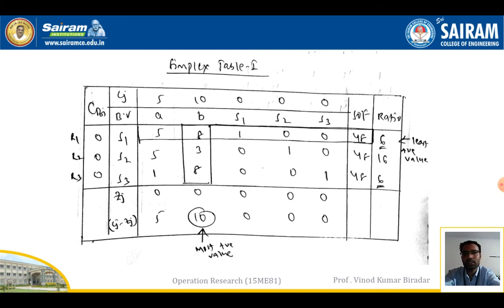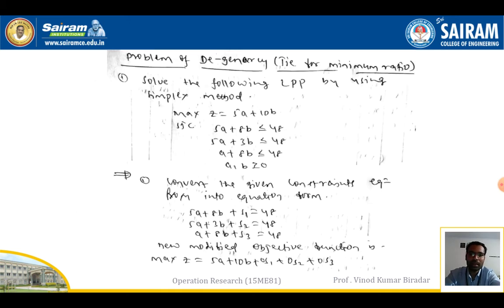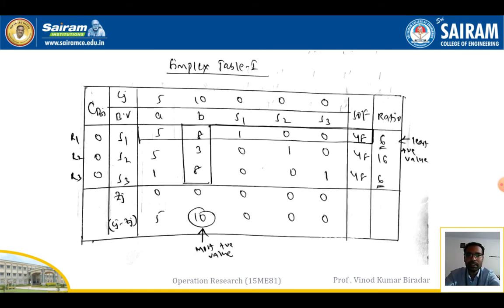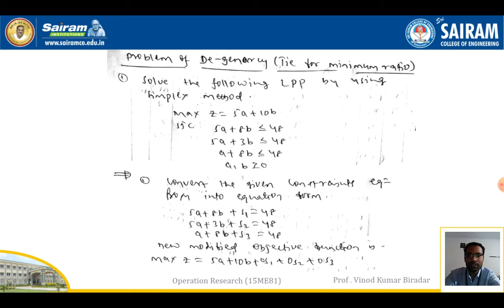Okay, so here the table is the same for all problems. Remember this table. CBi, Cj: CBi is nothing but the basic variable coefficient. Cj means objective function coefficient, then basic variable, and right hand side is the given solution, and ratio. In the basic variable columns, write from the objective equation: a, b, s1, s2, s3. On the top you write their coefficients. The coefficients are 5, 10, 0, 0, 0.